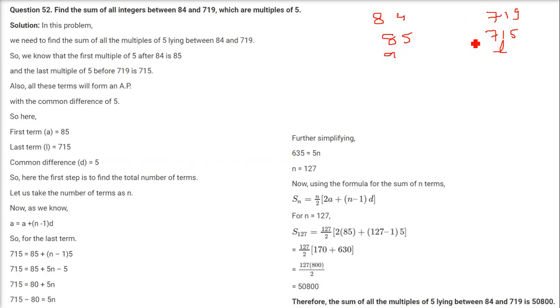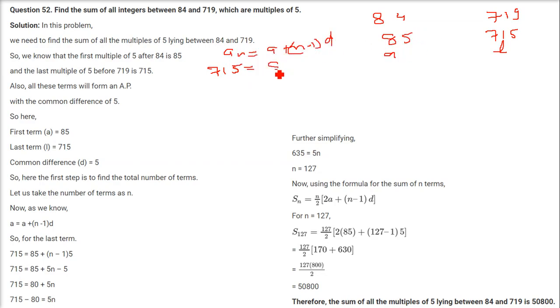So how do we find how many numbers are there, that is, the number of terms in the series, or AP you can say? For that, we have the last term. So 715 is equal to, this is a, the nth term is a plus n minus 1 into d, we are going to use.